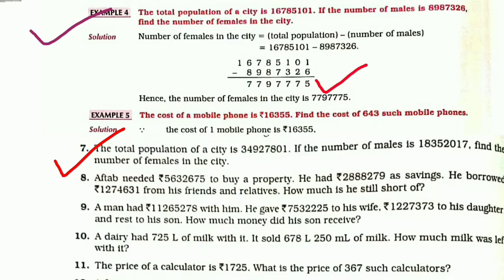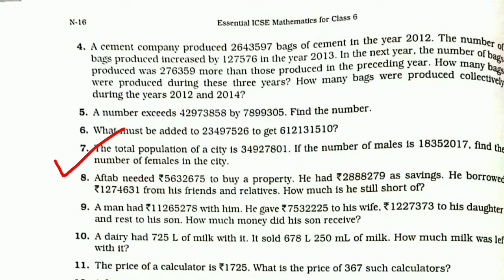the city. Now here in the question number 7, you can see total population is given, number of males is given, and he is asking to find the number of females. So we will subtract number of males from the total population. Now we will see next question, question number 8.